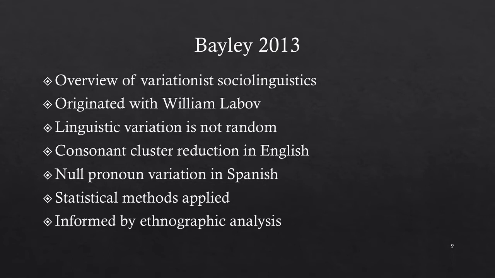Variationist sociolinguistics begins with the work of William Labov, and for that reason is sometimes also called Labovian sociolinguistics. It is based on the premise that linguistic variation is not random, that there is always a reason for observed variation. Bayley gives a couple of examples of variation in the analyses that have been done, looking at, for example, consonant cluster reduction in English, and null pronoun variation in Spanish, whether or not subject pronouns are used. This field typically uses statistical methods to understand variation, and the motivations to explain the statistical patterns are often informed by ethnographic analysis.